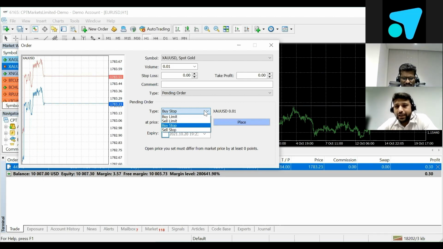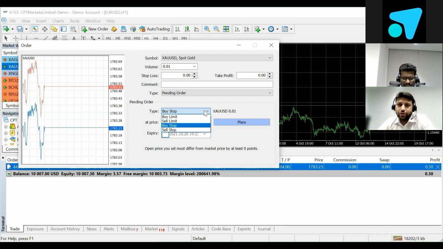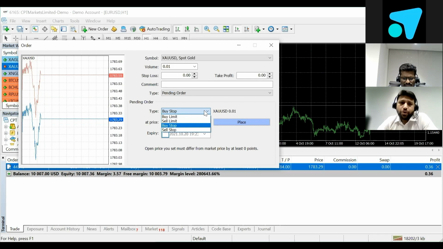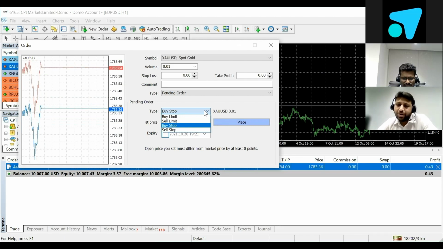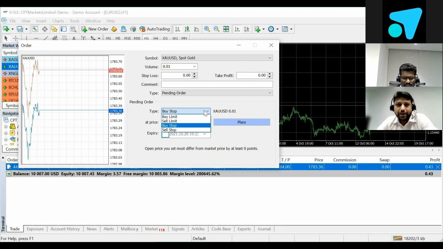Right now the price stands at 1783, and you want to buy, but you want to make sure that once you buy, the market is flowing upwards. You don't want to take a risk, so you go for a buy stop order and place it at 85. Right now the price is 83, but you place it at 85, because you think that if the price crosses 85, it will definitely go up. So I want to buy in a flowing market, and this is where you use buy stop.